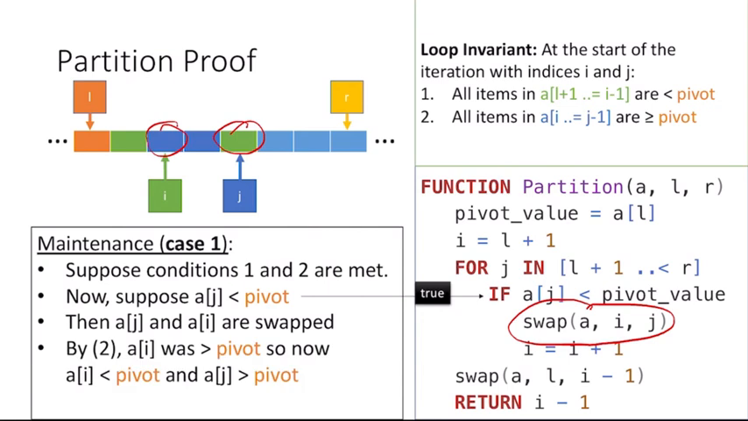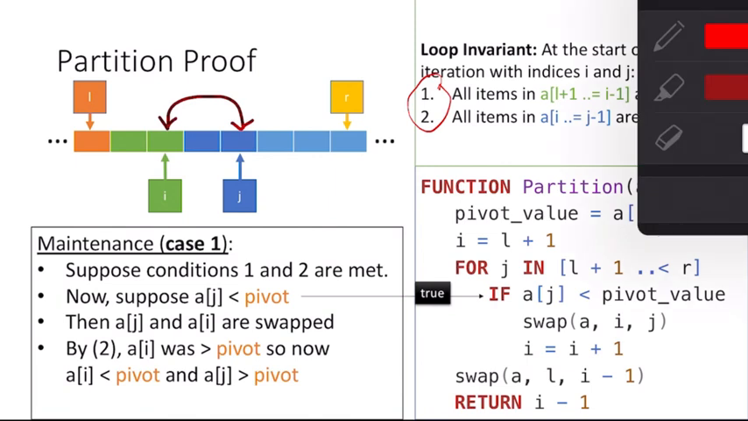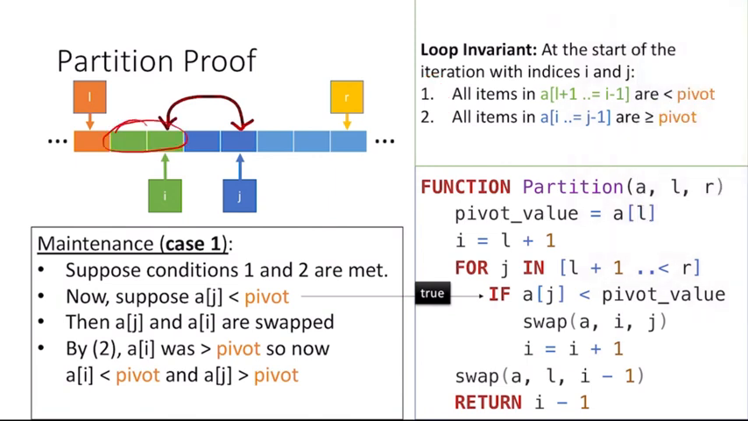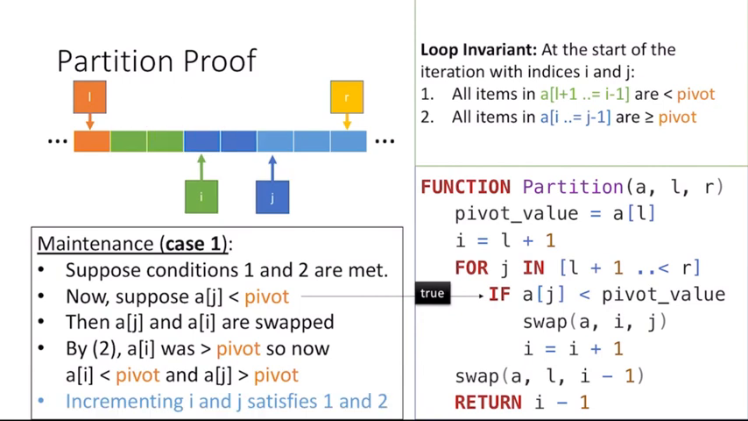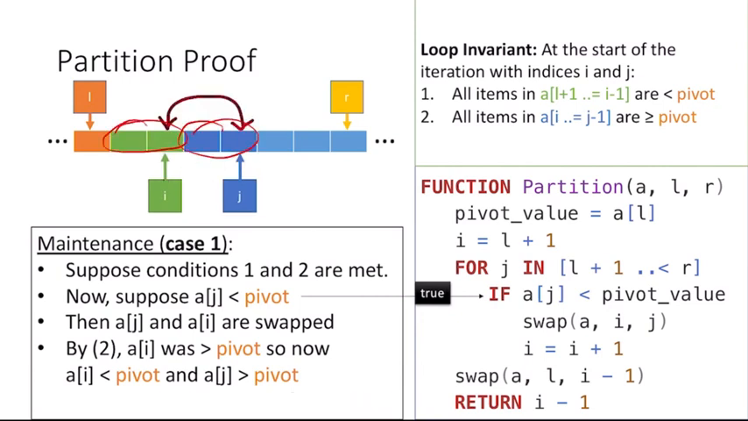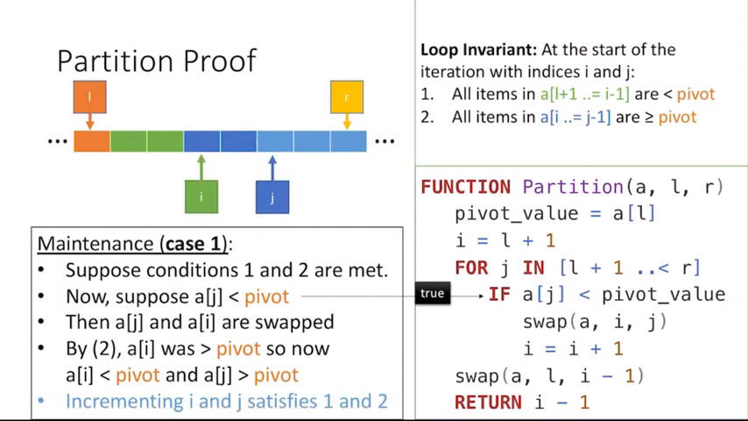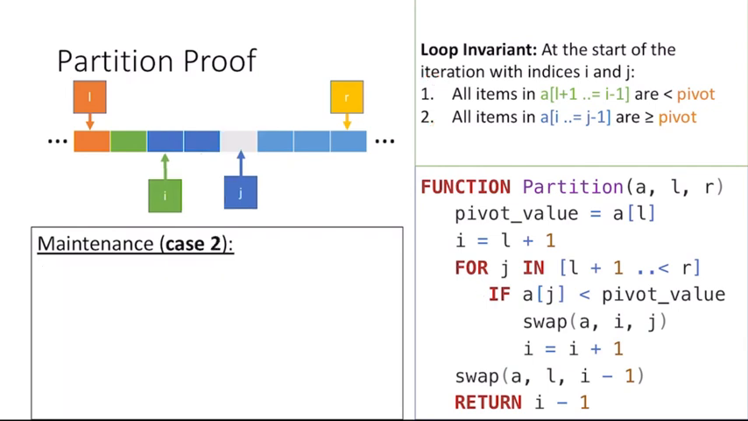And by condition 2, we know that the element that was at i was greater than the pivot, and by our comparison here, we know that the element that was at j was less than the pivot. So after the swap, we're guaranteed that we've put our elements in this order, where we have our two less than elements here and our two greater than elements here. And then we increment i and j, so they were here and here, and we're going to increment both of them. After we increment i and j, we satisfy again our conditions 1 and 2. Alright, so that's case 1. That's when the current element belongs in this less than partition.